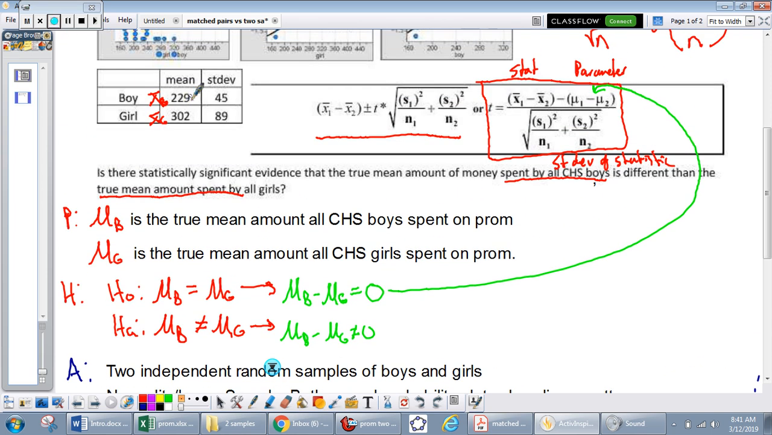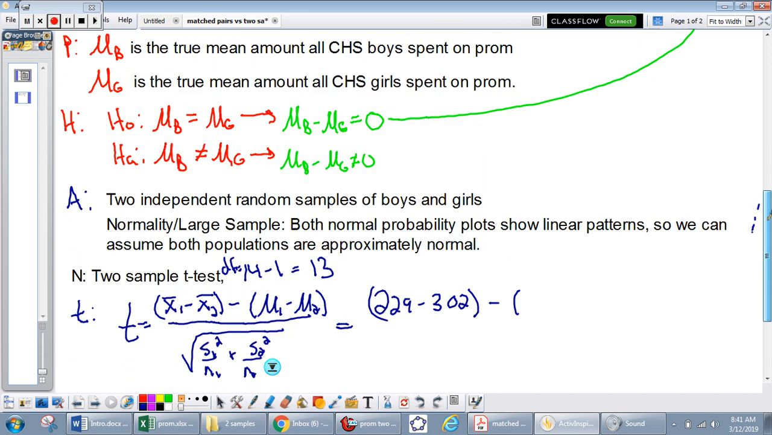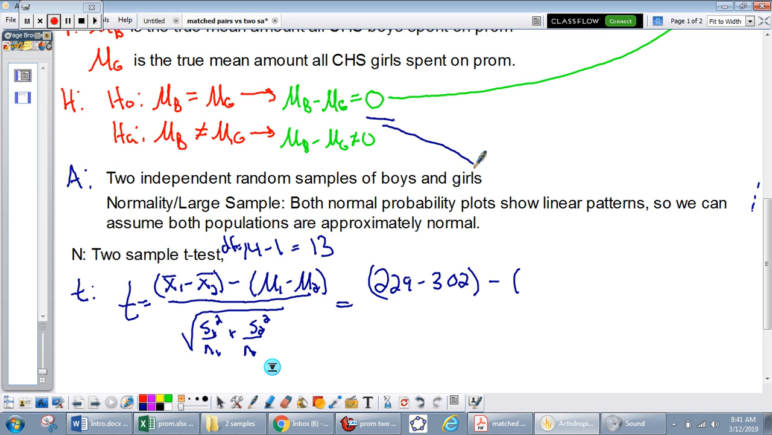Okay, so x bar boy minus x bar girl. So 229 minus 302, that's our first part. And really, we're just trying to assess how far this difference is away from my hypothesized value. Now remember, what do we hypothesize? 0. We said that they should be the same, and we're going to prove that they're different. So there we go. So I may not know the exact values of mu1 and mu2, and that's okay.